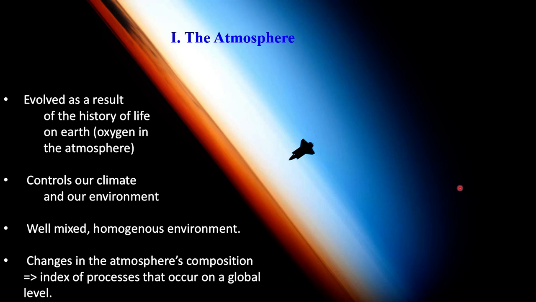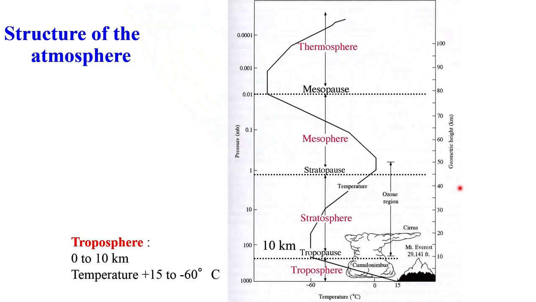with. It says here it's well mixed and homogeneous. That's mostly true of the bottom of the atmosphere, the bit that we live in, but as you go higher up in the atmosphere, it tends to be less homogeneous. It can be a little bit more stratified, hence the name stratosphere. Because it's well mixed, if we change the composition of the atmosphere, that's a globally relevant change.